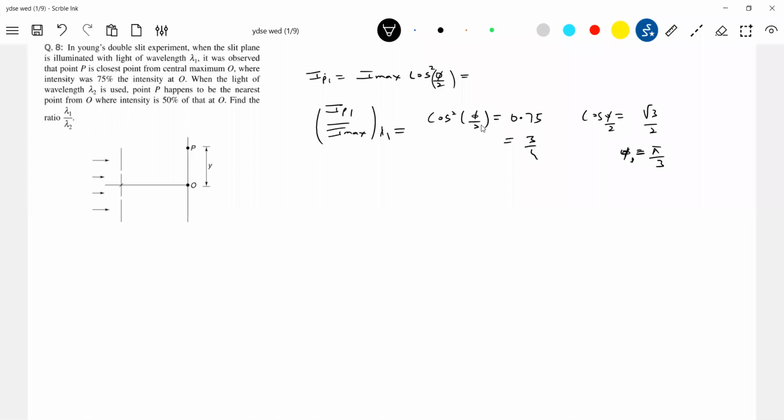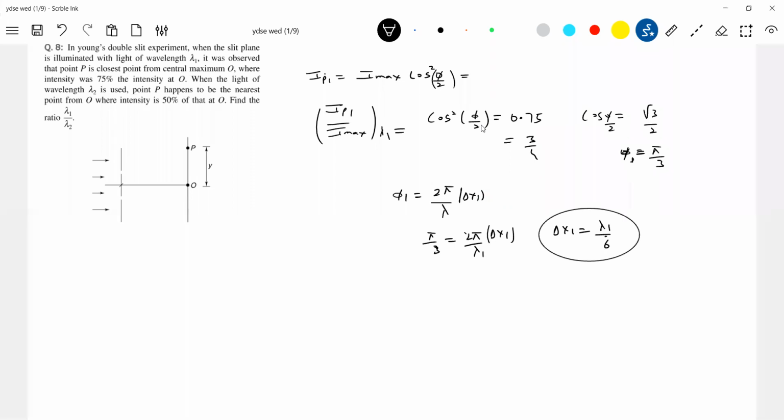Then what will be the path difference of the rays arriving there? Can you remember this formula? So we know this phase angle, pi by 3. There's a lambda and there's a path difference. So what is the path difference now? Delta x1 equal to lambda 1 by 6.